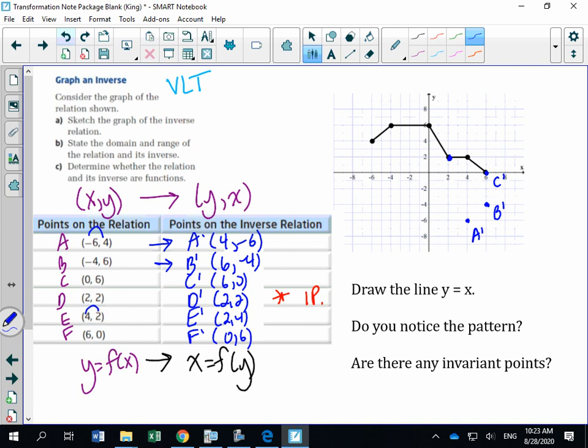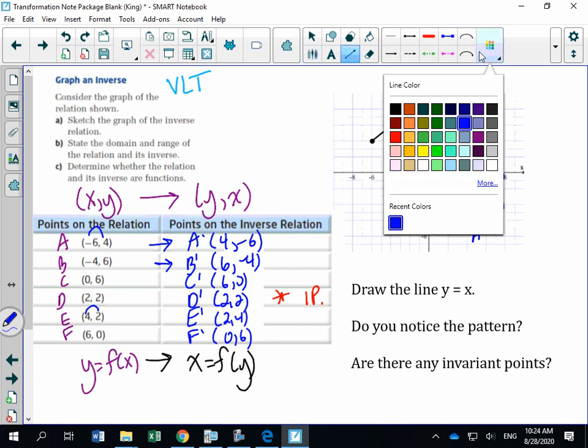Sorry, I just lost my train of thought for a second. 2 comma 2 is D prime. E prime is 2 comma 4. Is that right there? And 0 comma 6 is this point right here. And that's F prime.